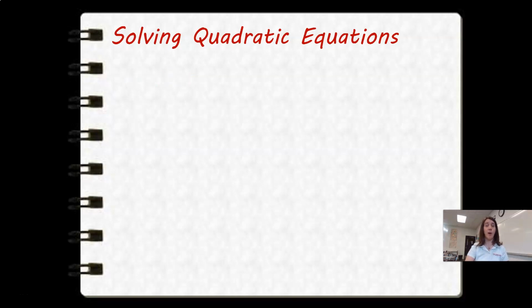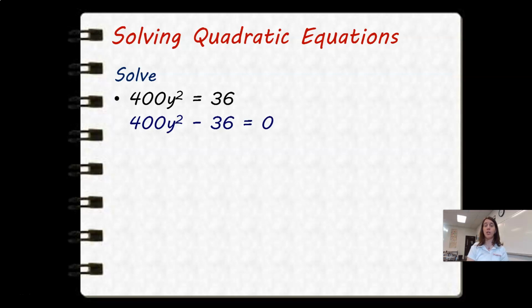So let me go ahead and show you how that's going to work, beginning with this example. 400y squared is equal to 36. Well, number one, this equation is not set equal to 0, so that's the first thing I'm going to do. In order to set this equal to 0, I want to subtract 36. So I have 400y squared minus 36 is equal to 0. You always want the part, if you can, that has the variable to stay positive, and that already was the case in this question.